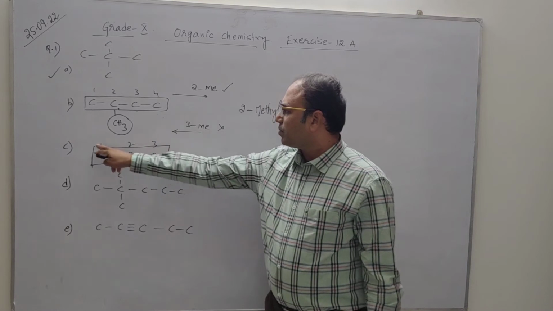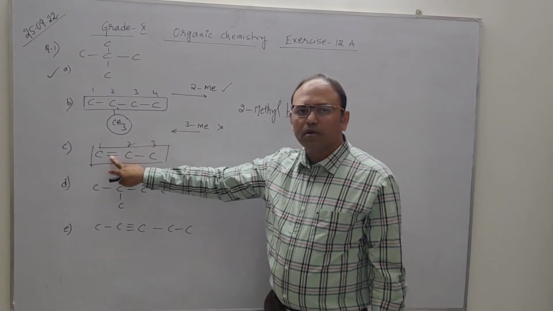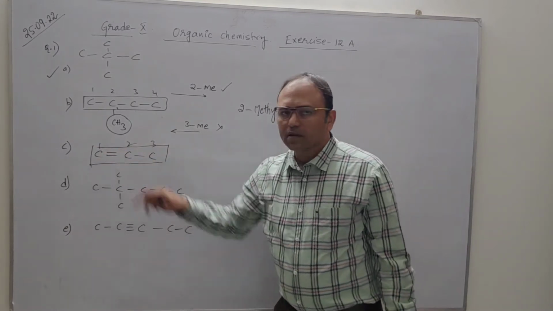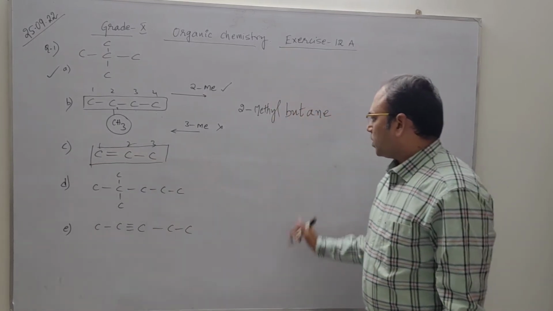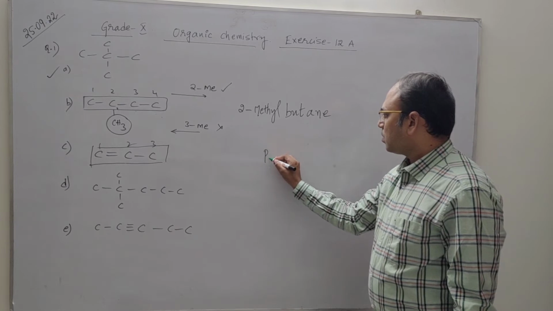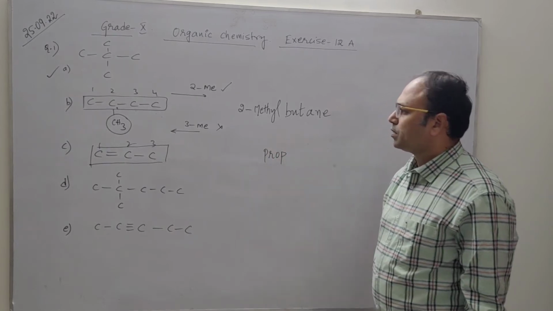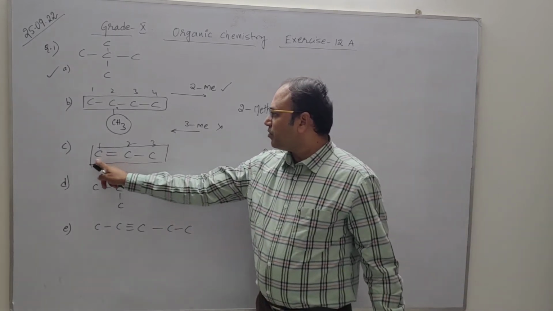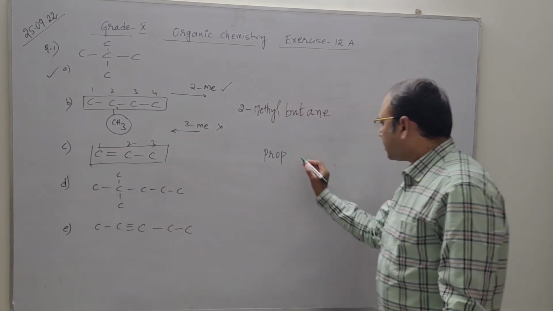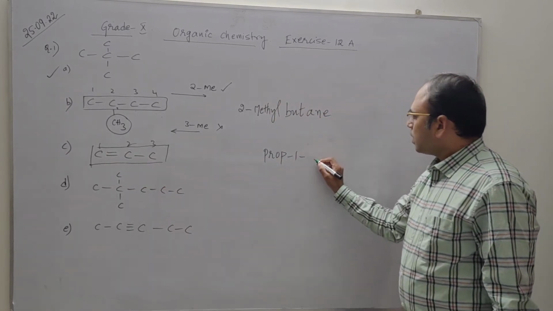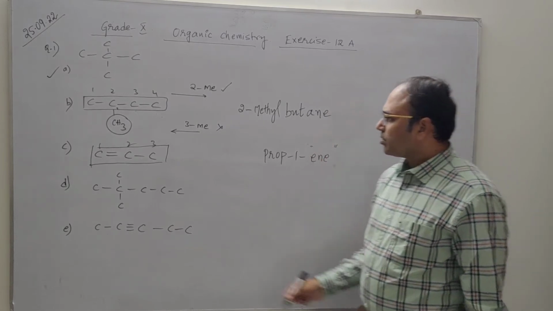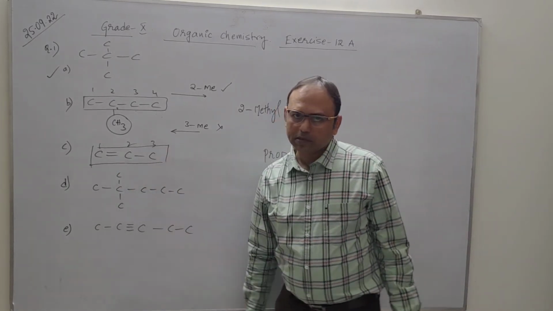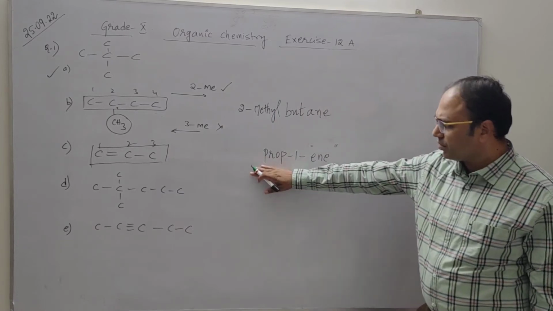Easily we can give number from this direction because we have a double bond, and the double bond should get the least number. So therefore we have written the numbering from here. The root word, 3 carbons, root word is prop. Now the double bond is between 1 and 2, hence we can write it as 1-ene. Here ene, you know, because carbon double bond carbon. Hope you have understood this.